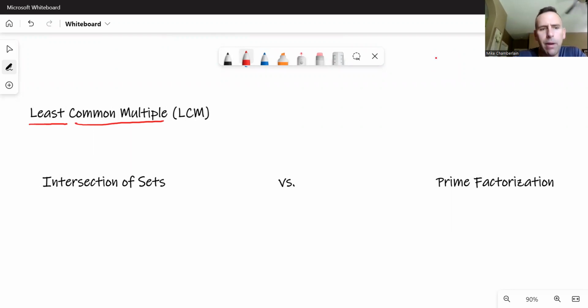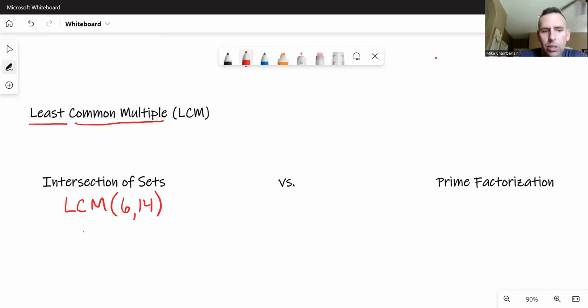Okay, so our first method is intersection of sets, which by the way has the same name as the greatest common divisor method. We will list out multiples and look for the least, the smallest number where they are both the same. So let's take a look at an example. What is the least common multiple of 6 and 14?